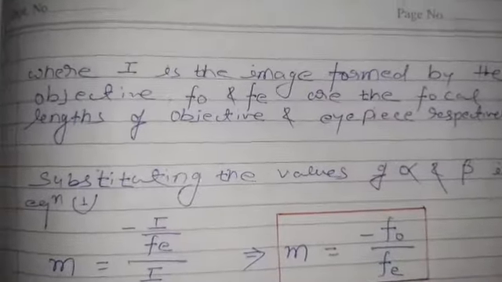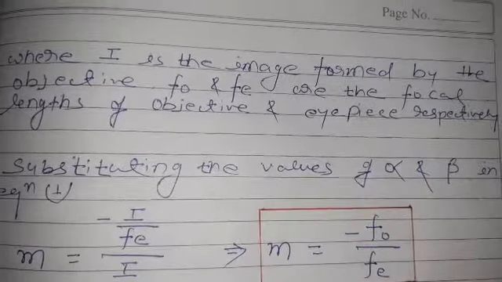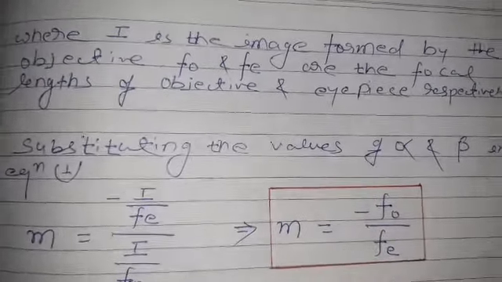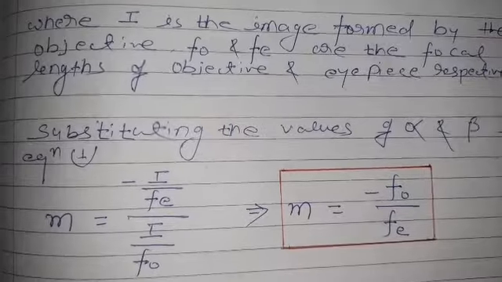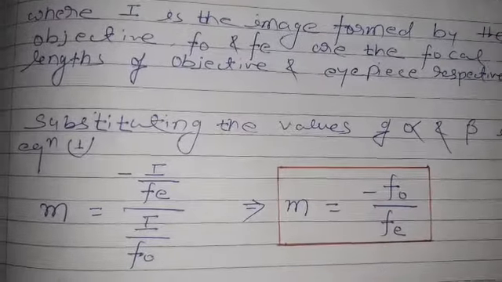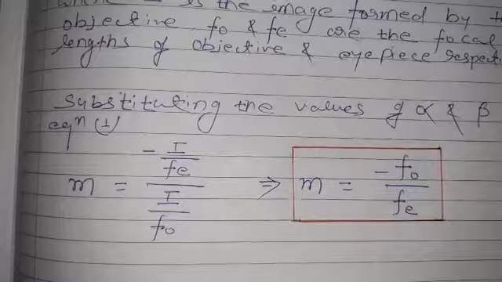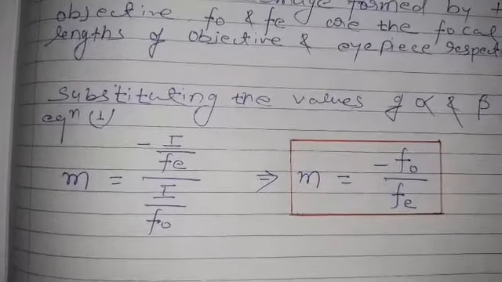Capital I is the image formed by the objective. f naught and fe are the focal lengths of the objective lens and eyepiece lens respectively. Now substitute the values of tan alpha and tan beta in equation number 1.